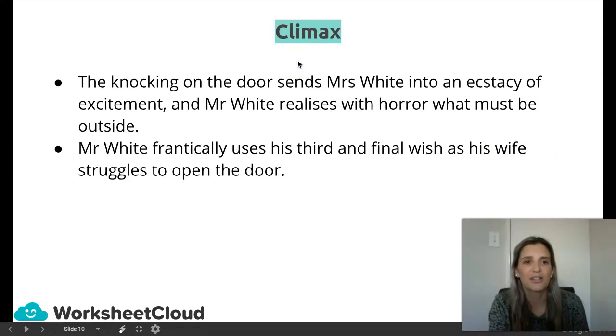Then the climax of the story. So we have a knocking on the door, which sends Mrs. White into an ecstasy of excitement. She believes it's her son. And Mr. White realizes with horror what must be outside. So he just knows it's going to be bad. His son will never be the same again. So he doesn't actually want this to happen. Mr. White frantically uses his third and final wish as his wife struggles to open the door.